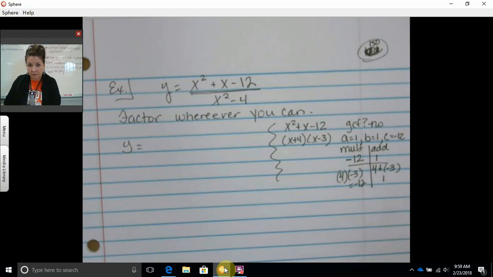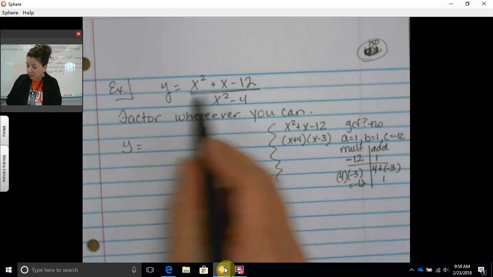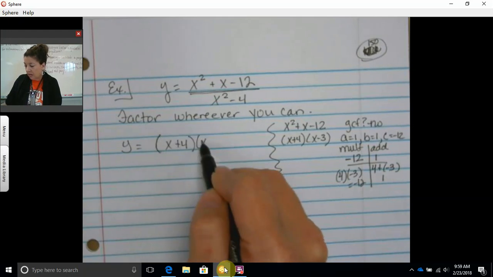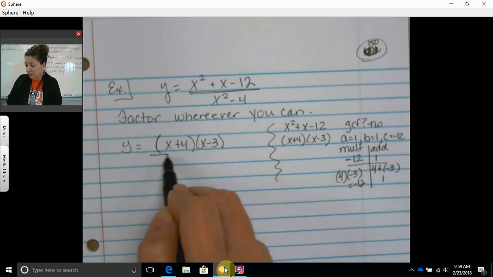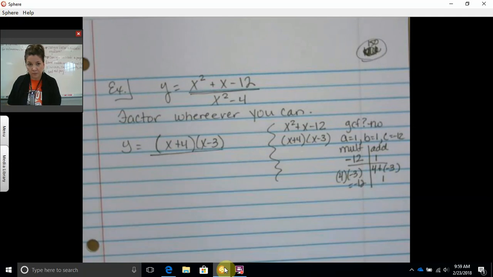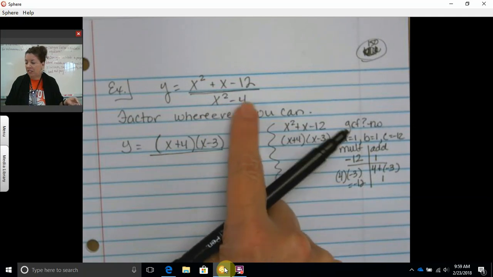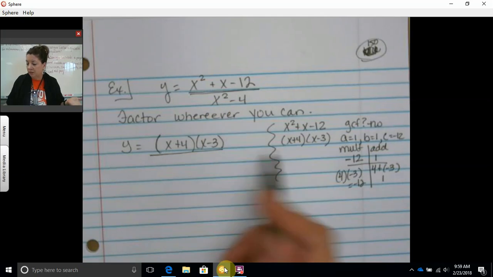Do I need to divide and slide? No. So my numerator is x plus 4 times the quantity of x minus 3. The denominator, that's a quadratic. Is this a special kind of quadratic? Difference of squares. So do I need to do T-chart, divide and slide, and all that mess? No. Can I? Yeah. What would A be? 1. What is B? 0. And C is negative 4. But it's a difference of 2 squares, so I don't need to go through all that.